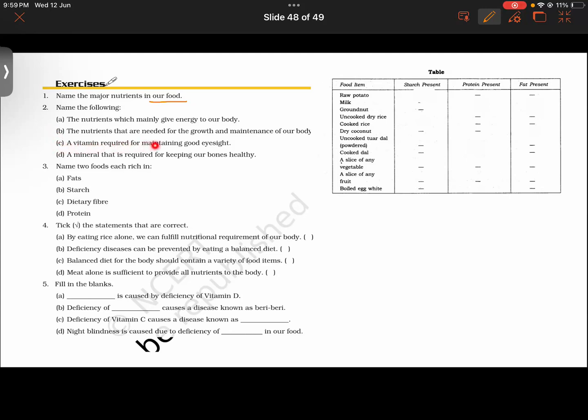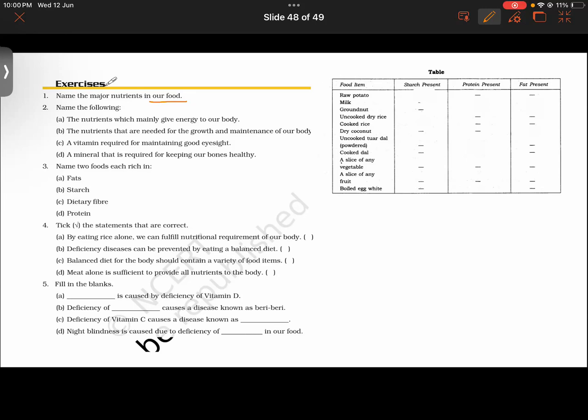A vitamin required for maintaining good eyesight. What is the name of that vitamin? Isn't it vitamin D? No, vitamin D is required for healthy bones and teeth and for some other functions. Remember vitamin A? We learned about that one moments ago.